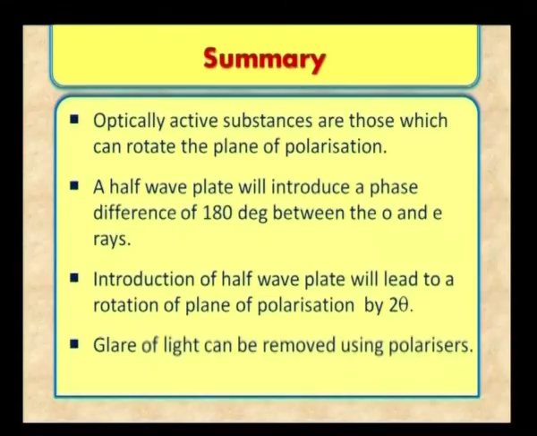Let me now summarize the last lecture that I delivered today in the first unit. Optically active substances are those which can rotate the plane of polarization. A half wave plate will introduce a phase difference of 180 degrees between the O and E rays, that is ordinary and extraordinary rays. Introduction of a half wave plate will lead to a rotation of the plane of polarization by 2 theta. Glare of light can be removed using polarizers.